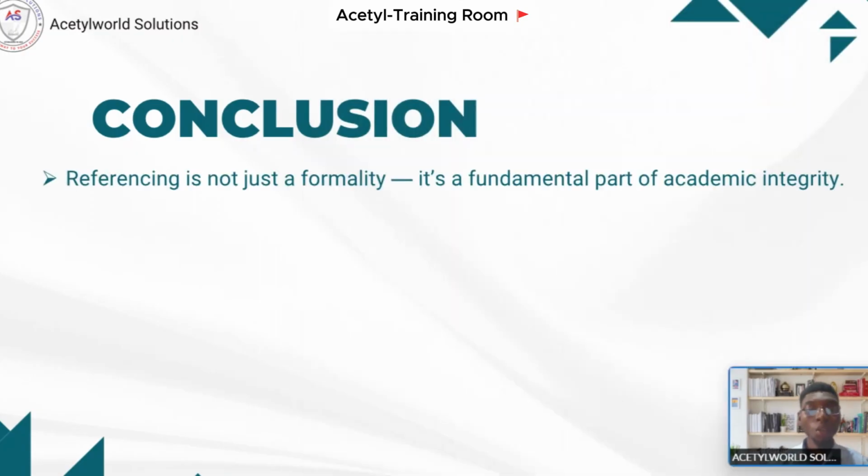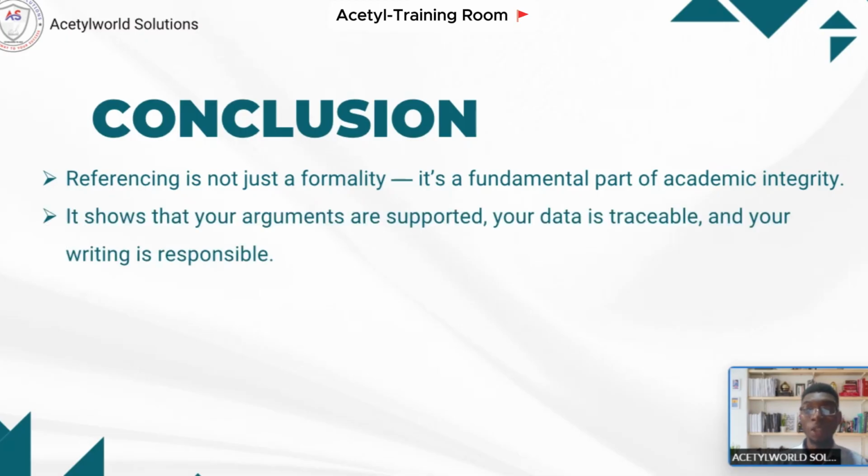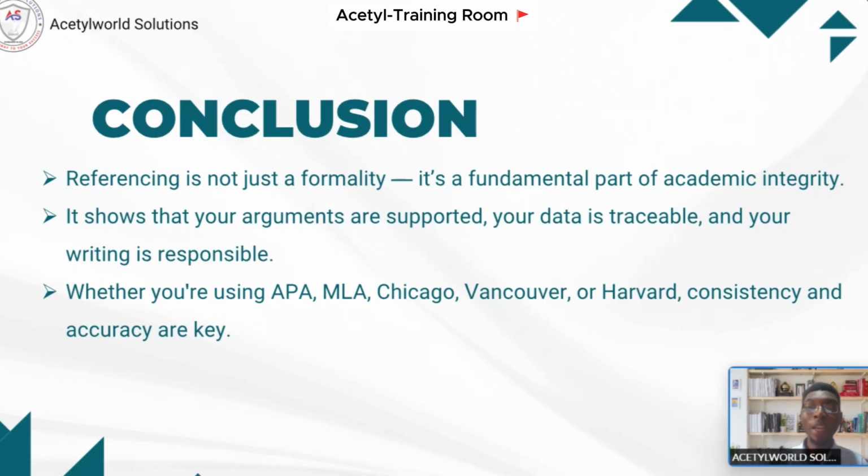In conclusion now, referencing is not just quality, it is a fundamental part of academic integrity. It shows your arguments are supported, your data are traceable, and your writing is responsible. So either you are using APA, MLA, Chicago, or Harvard, consistency and accuracy is the key. Like I said, if you are making use of Harvard, make sure that you are making use of Harvard from the beginning to the end.